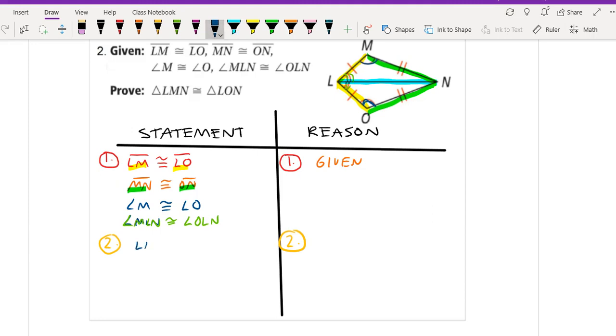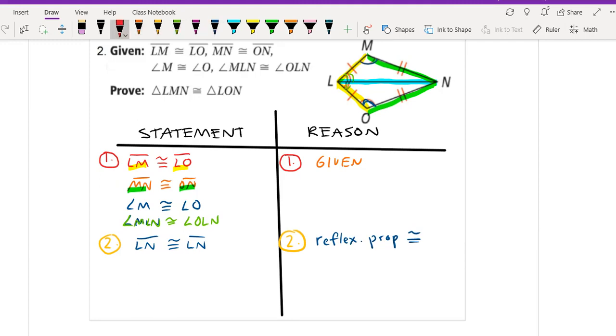And just like the last time, we know that a segment is congruent to itself, and that's both shared on triangle LMN and LON. They both share this LN inside, and the reason why it's congruent to itself is the reflexive property of congruence. Things are congruent to themselves.